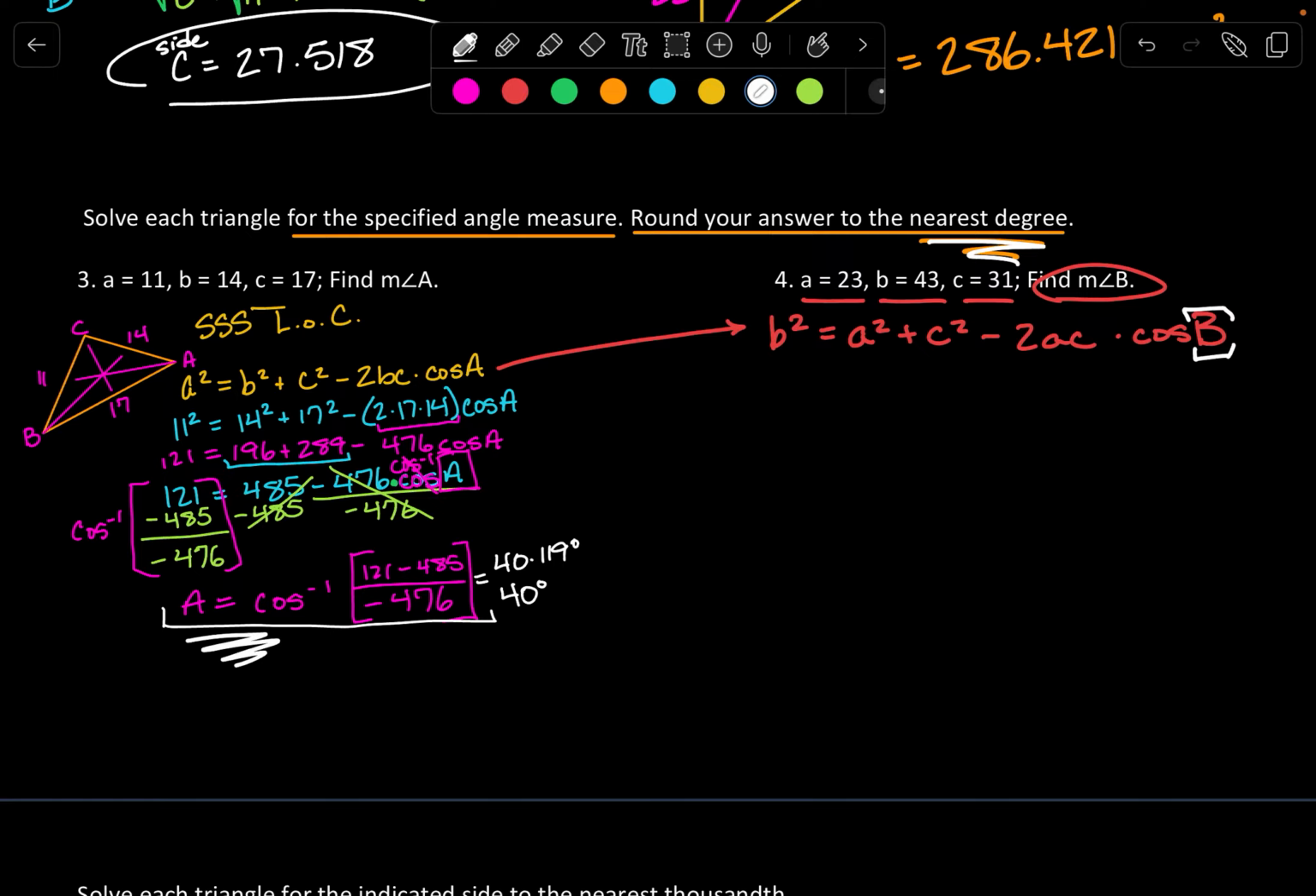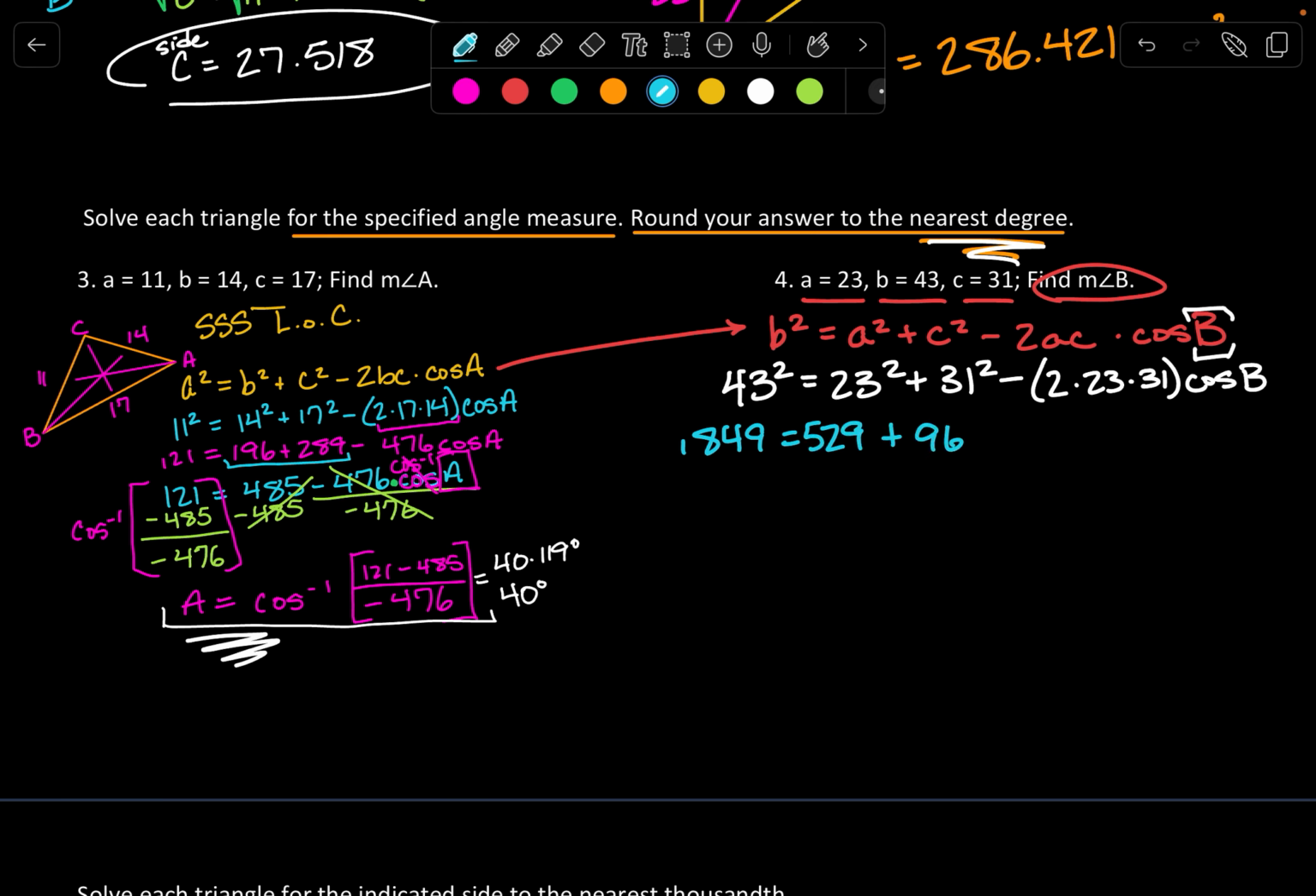So I'm going to plug in what I know. B is 43, A is 23, C is 31, AC will be 23 times 31, and then cosine B will stay cosine B. Now I need to start simplifying. So 43 squared is 1849. 23 squared is 529. 31 squared is 961. 2 times 23 times 31 is 1426 cosine B.